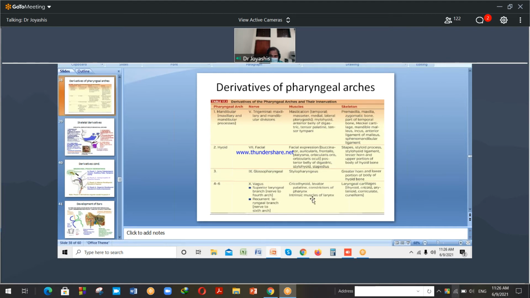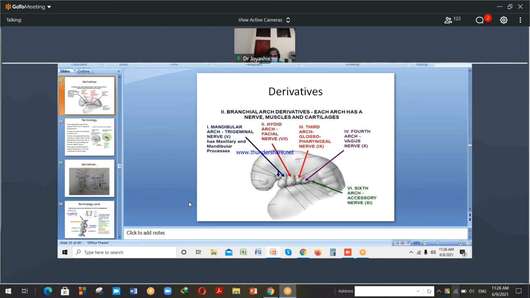So these are the derivatives of the pharyngeal arches. Now regarding the pharyngeal pouches, these are endodermal in origin. The pharyngeal pouches form as outgrowths of the pharynx between the arches. There are 4 pairs of pouches, and similarly to the pharyngeal arches, the 5th pair of pouches does not have any known development process.